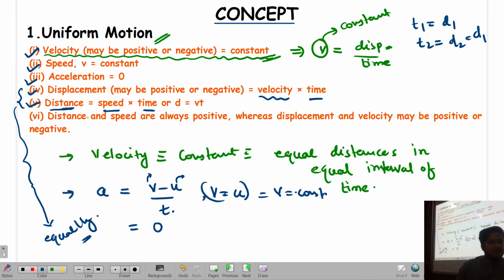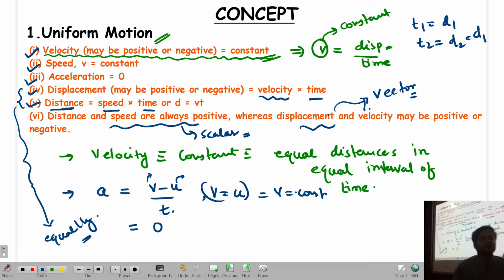The last point is that in uniform motion, distance and speed are always going to be positive, whereas velocity and displacement may be positive or negative. As you know, displacement and velocity are vector quantities, so they can be positive or negative, while distance and speed are scalar quantities, so they will always be positive.